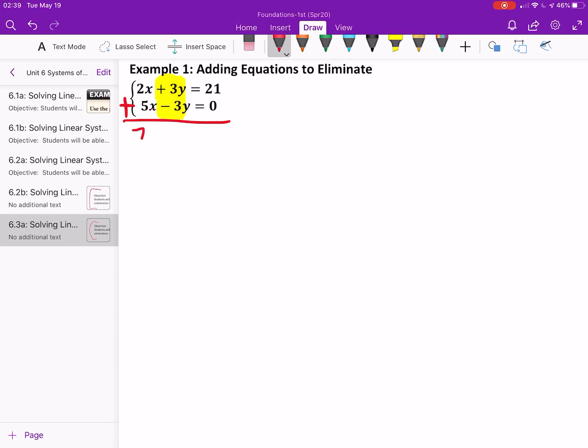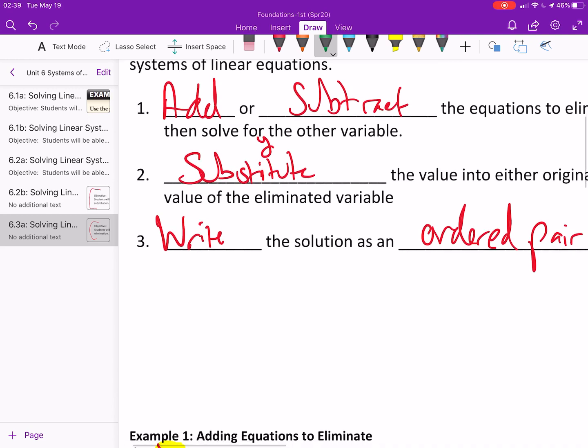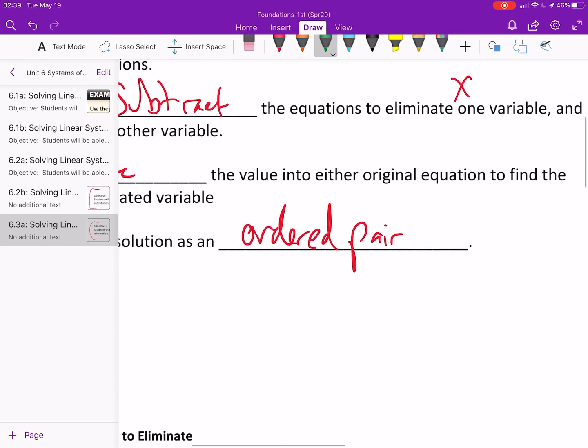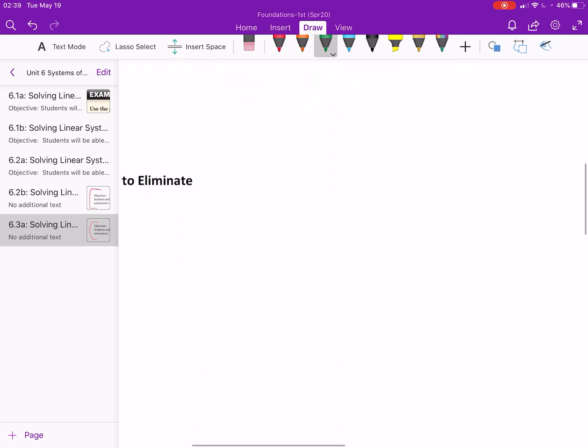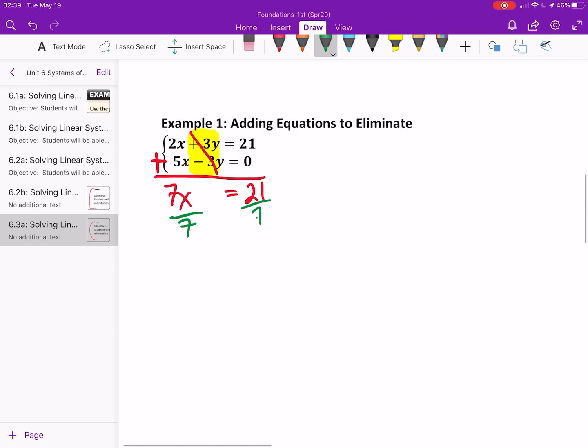And so what we're going to see is if I add these two equations together, watch what happens. 2x plus 5x gives us 7x. Positive 3y plus negative 3y is equal to 0. So these two cancel. We come across the equal sign. 21 plus 0 is 21. Now if we go back to our steps, right? Step 1 said to add or subtract to be able to eliminate one of the variables. So in this case, we eliminated the y, and we are now going to solve for the x. And so we're going to divide both sides by the 7, and x is equal to 3.